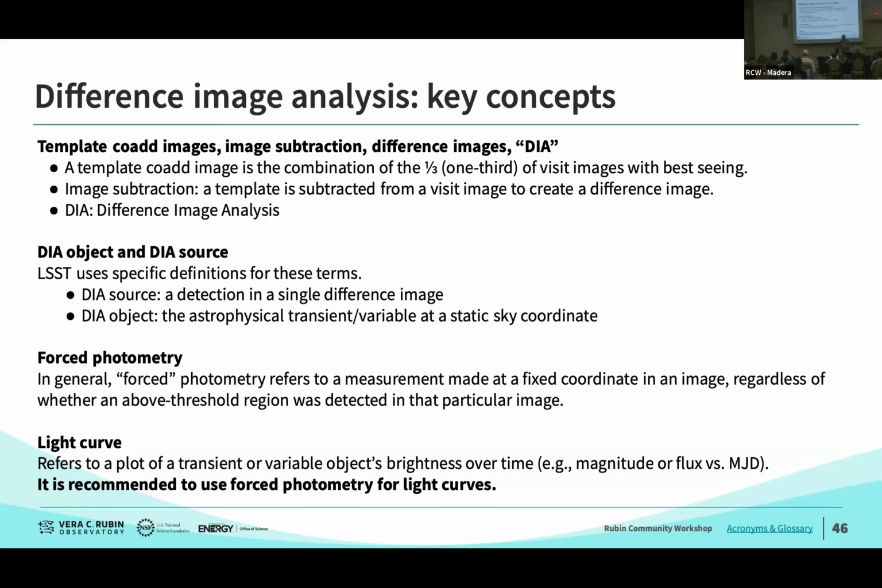And then of course you can go to the positions where you have a DIA object and perform forced photometry on all of the existing difference images and direct images at that position. And you can use that to create light curves like the one that you saw. And in fact, it's hidden way down here at the bottom, but we do recommend that you use forced photometry for light curves from the Rubin data products. That could be forced photometry on the science images or on the difference images, but that will give you the best quality light curves.